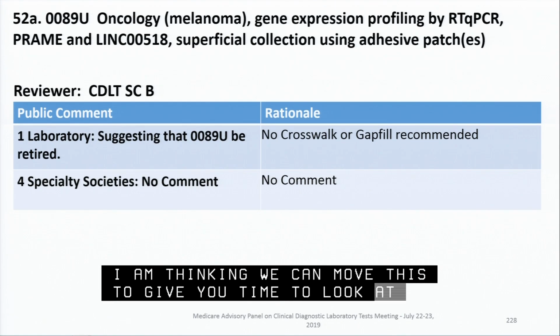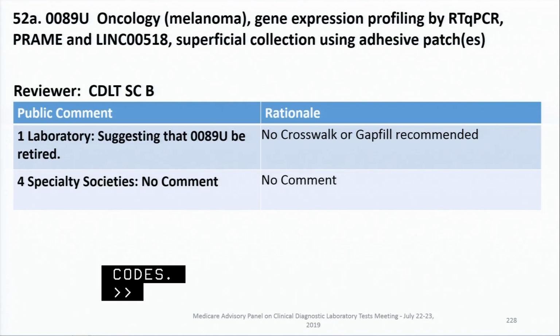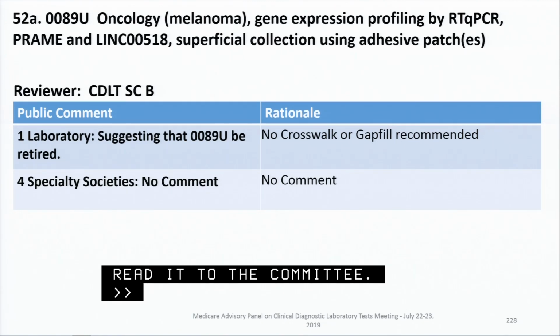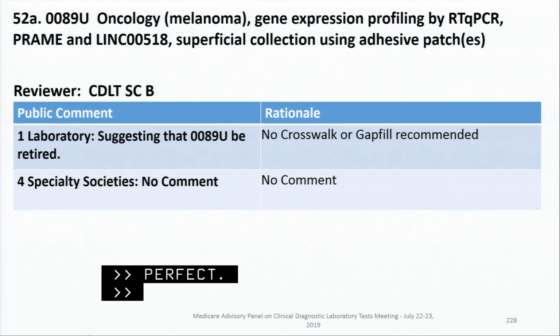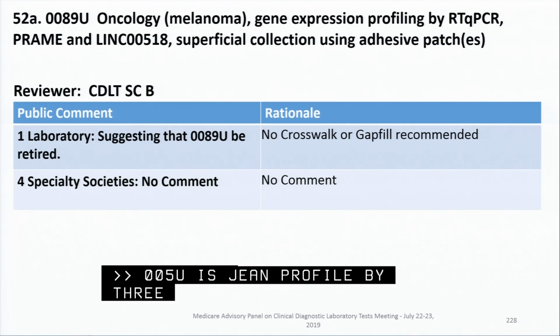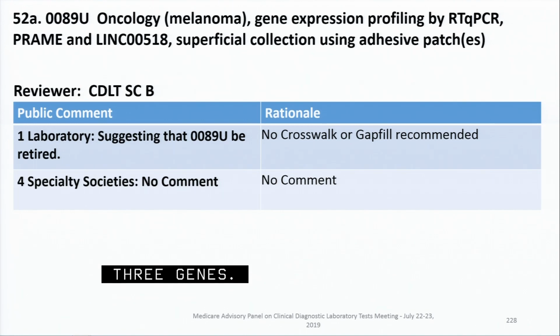I can read it to the committee. Perfect. So 0005U is oncology prostate gene expression profile by real-time RT-PCR of 3 genes, ERG, PCA3, and SPDEF. The specimen's urine, and there's an algorithm reported as a risk score.